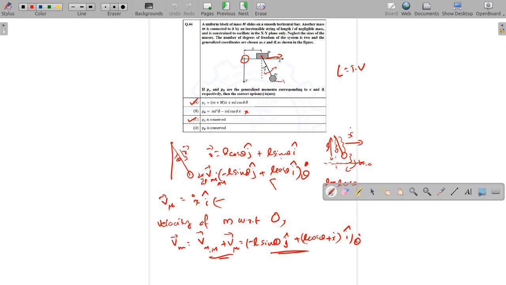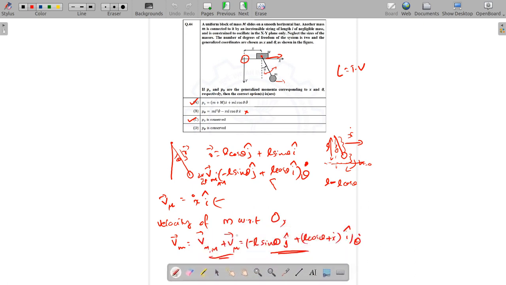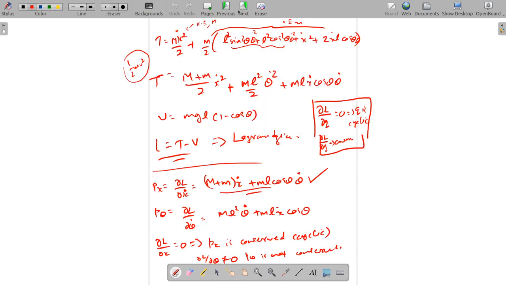This is how we find out the Lagrangian and just take the derivatives to get the canonical conjugate momenta px and p theta, and just look whether it is a cyclic coordinate or not, in order to say about the conservation, whether it is a conserved quantity or not.